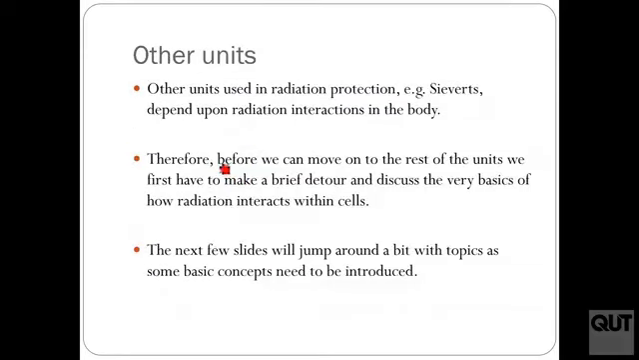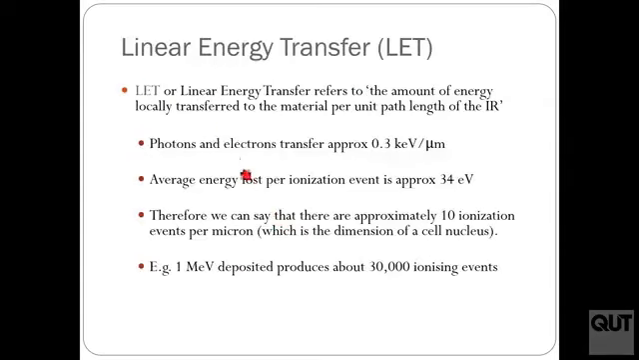Other units in radiation protection are mainly the sievert. It depends upon the radiation interactions of the body. So we're going to move to sieverts. This will be for effective dose and equivalent dose. But before we can move on to that, we'll just have a quick detour, and we'll come to that. The next few slides we're going to jump around a little bit.